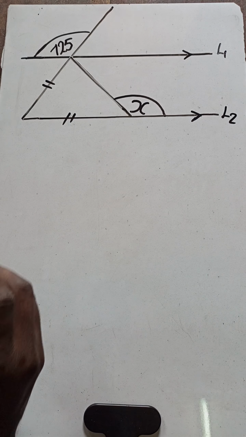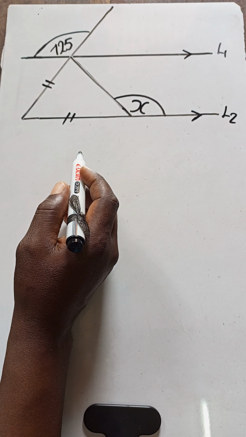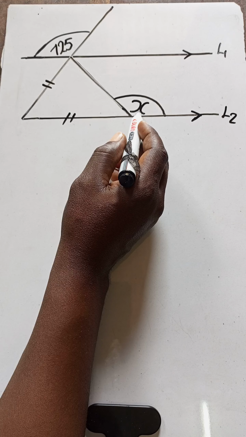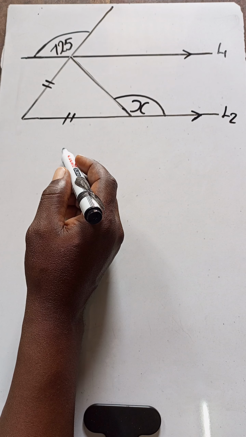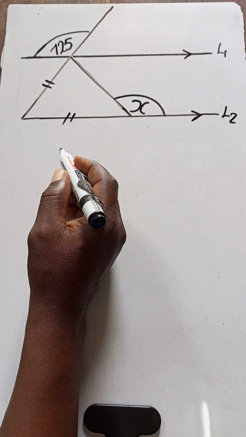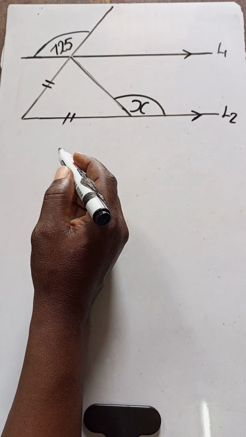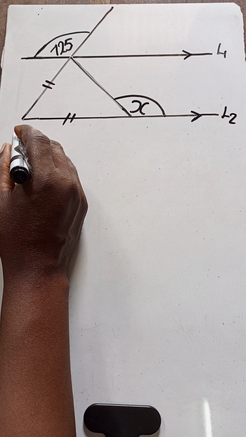In this diagram, the lines L1 and L2 are parallel. Now we are asked to find the value of the angle X in this diagram. We need the following two notions concerning angles of a triangle. The first is that of an isosceles triangle.